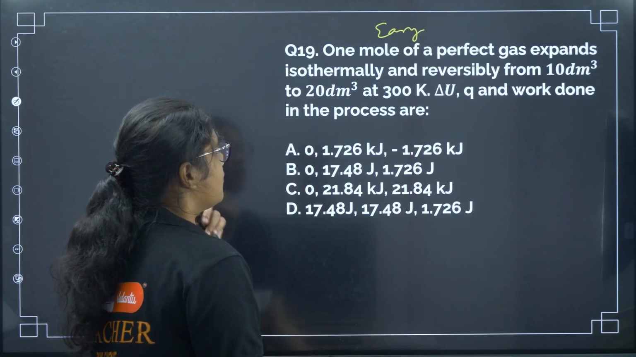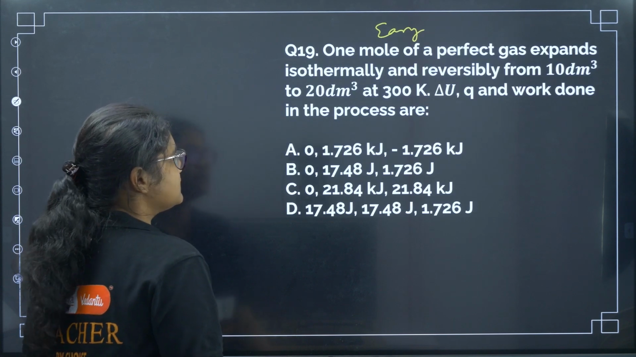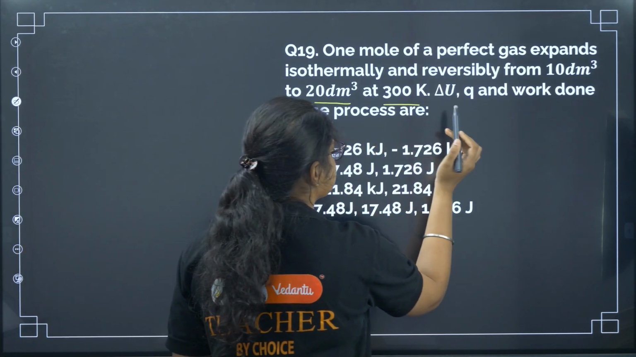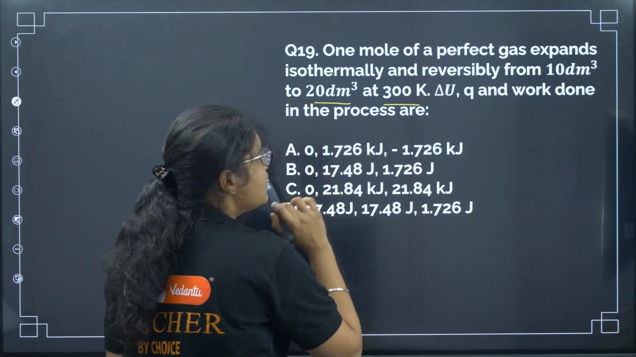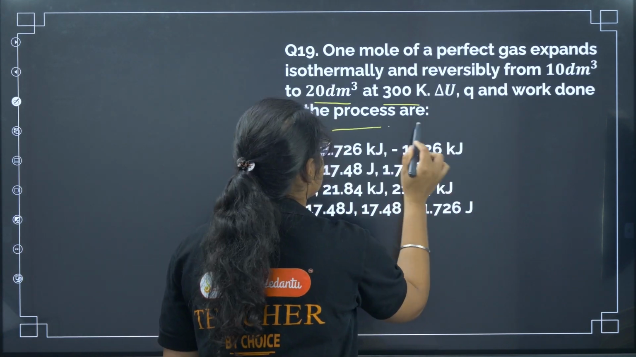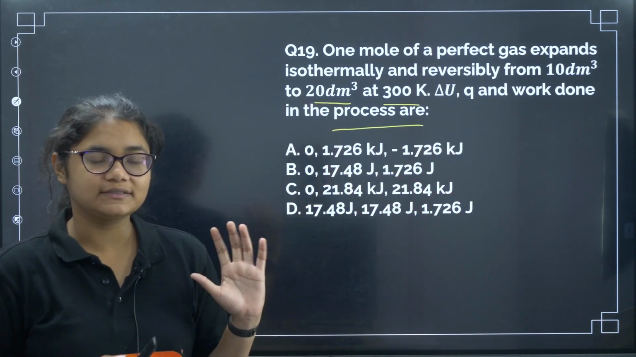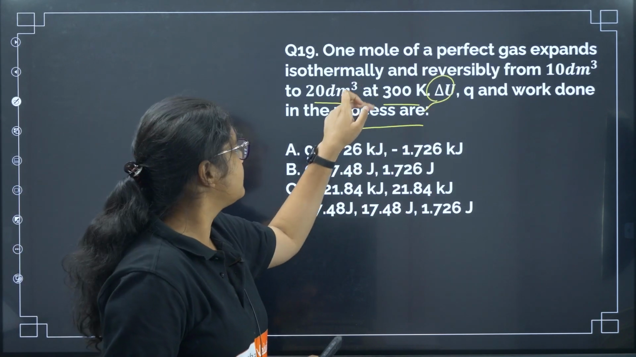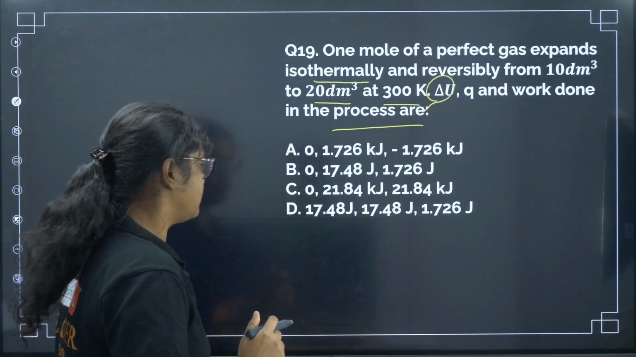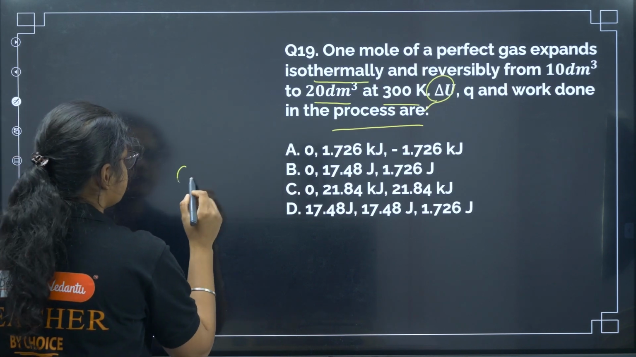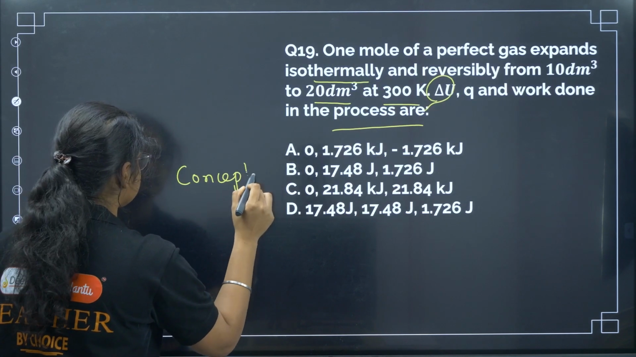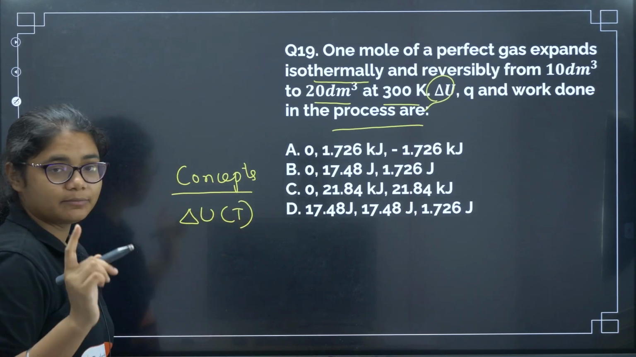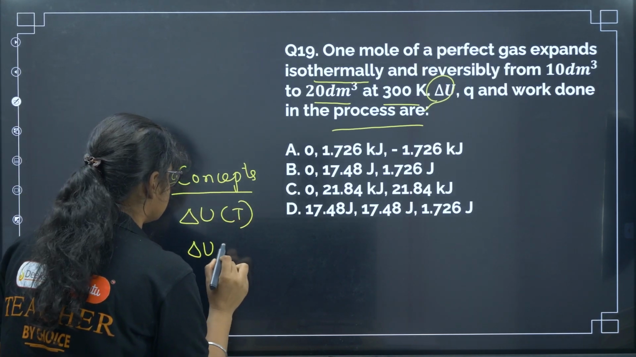Next one. 1 mole of a perfect gas expands isothermally and reversibly from 10 decimeter cube to 20 decimeter cube at 300 Kelvin. Delta U, Q and work done in the process are? Let us see this question. First of all, when you see delta U and the process is isothermal, we must remember that delta U is a function of temperature. So whenever temperature is constant, delta U is equal to 0.